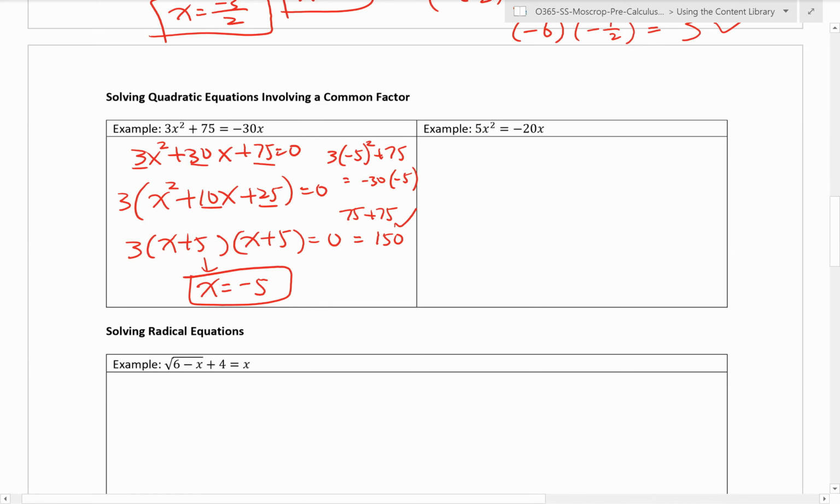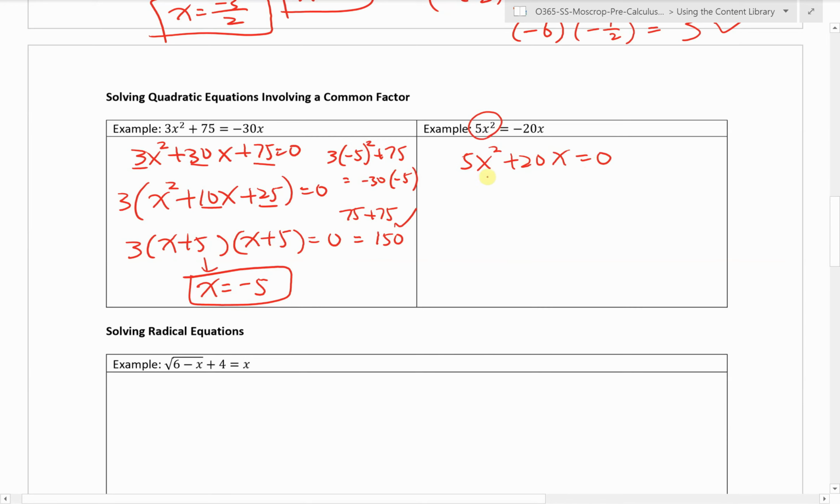Again, the very first step is move everything to one side and make it equal to 0. So I'm going to again move it to the left, and the reason why I move it to the left, not to the right, is because I always want to keep my x squared term positive. That's just my personal preference.